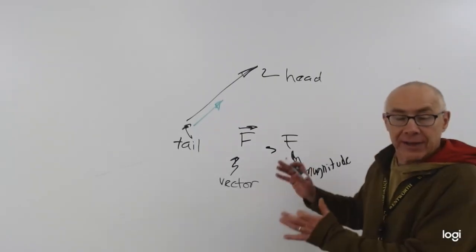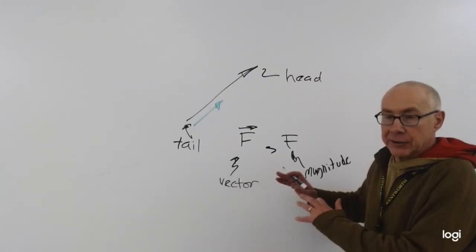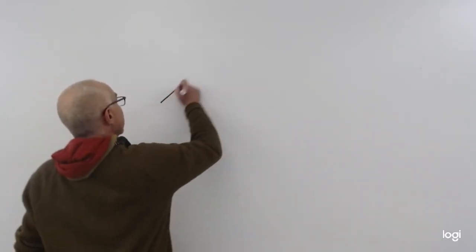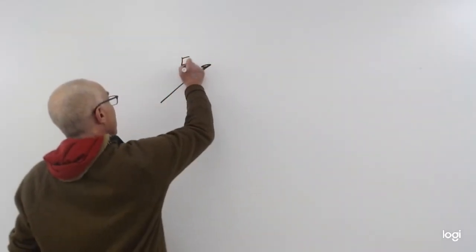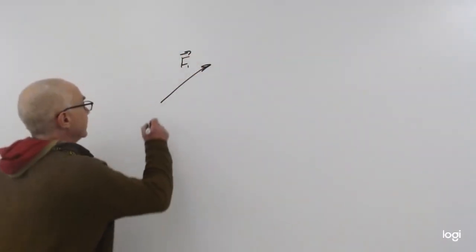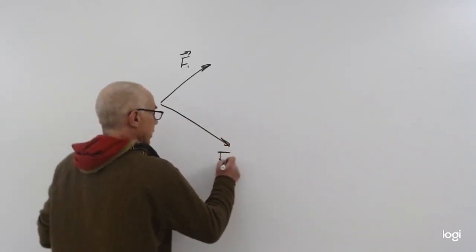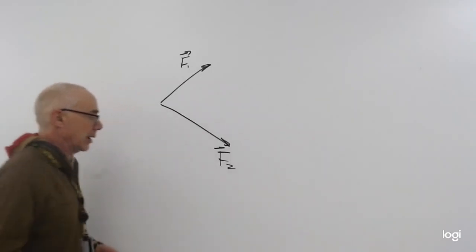All right, so I'm going to erase this, and then we're going to talk about how to add vectors. Now we're going to talk about the parallelogram law for adding vectors. The concepts are essentially the same as doing the triangle rule. So again, let's say we have two vectors. This is vector 1, which you represent as F1 with a bar on it, showing it's a vector. And we have F2 over here, again a vector with a bar on it.